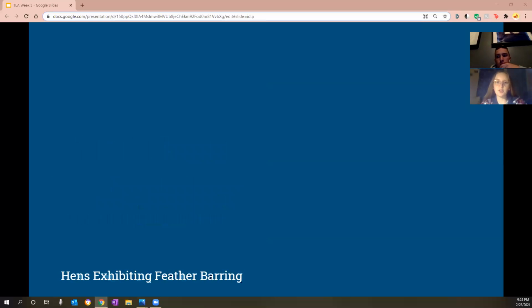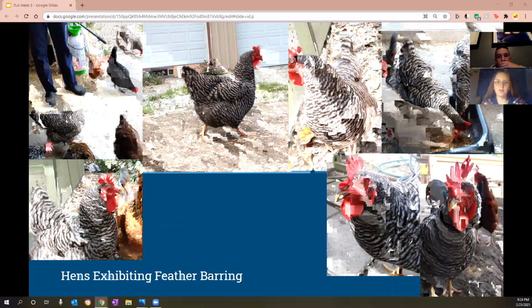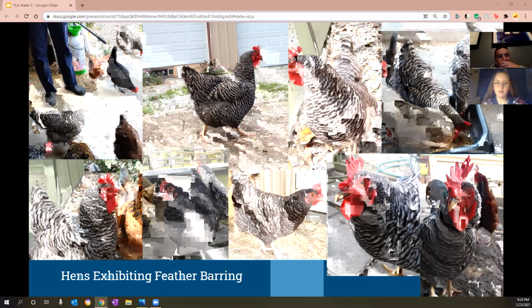There are actually two types of feather barring inheritance, as it can be sex-linked or autosomal. Sex-linked barring produces bars with a complete absence of pigment, while autosomal barring produces bars that alternate between darker and lighter pigmentation, presenting as a more irregular pattern. And these are all hens, which are female chickens, exhibiting a feather barring pattern.